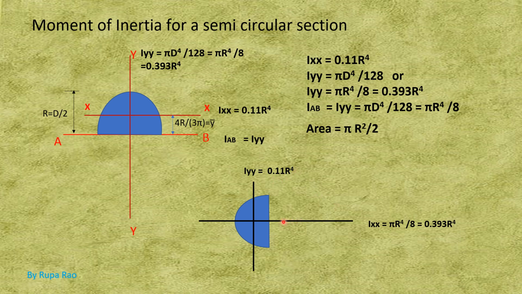And for the axis which is perpendicular to the diameter, now this is the diameter here for the semicircle, the moment of inertia is 0.393 r raised to 4 or pi by 8 r raised to 4. This is how you remember the formulas. Otherwise, if this figure is turned by 90 degrees, your formulas will go wrong. Your answer will go wrong.